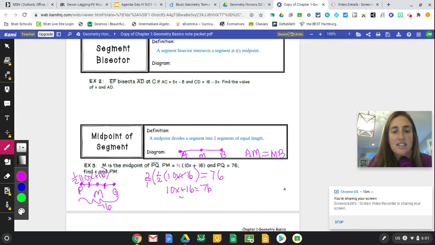I'm going to subtract 16 from both sides. So now I have 10x equals 60.